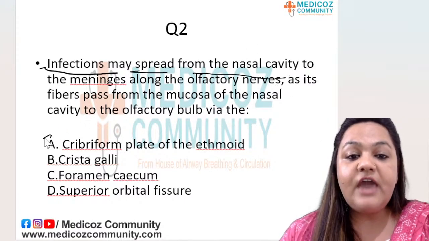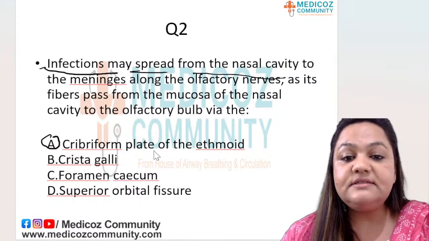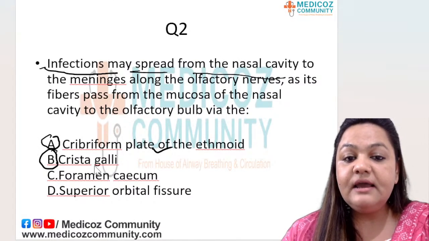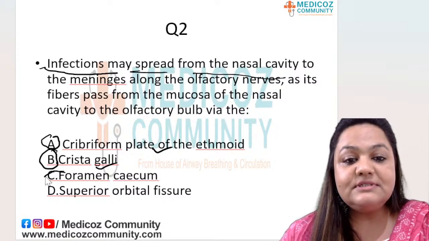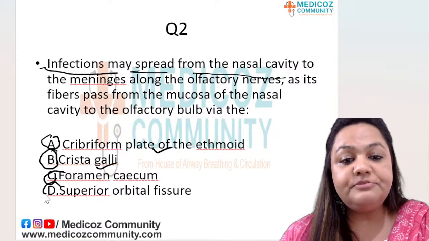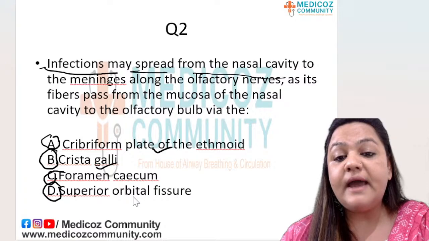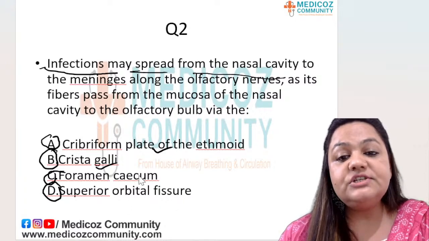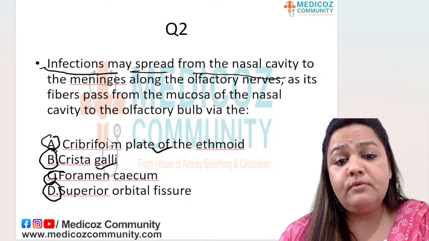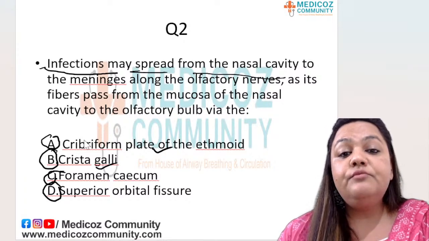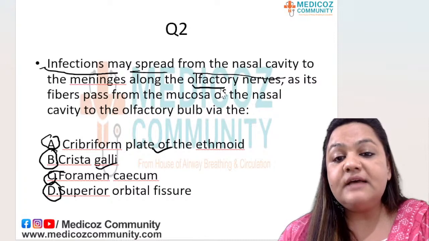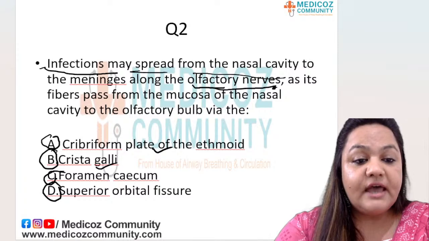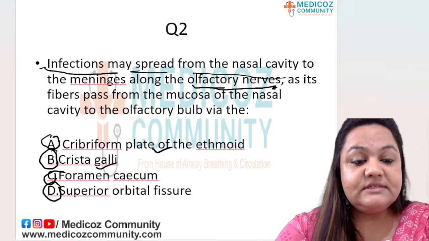Now we have the options. Option A, the cribriform plate of ethmoid bone. Option B, crista galli. Option C, foramen cecum. Option D, superior orbital fissure. So we have these four options, and we just need to find out through which area or space the olfactory nerve passes. Clear? For that we just need to see this diagram.